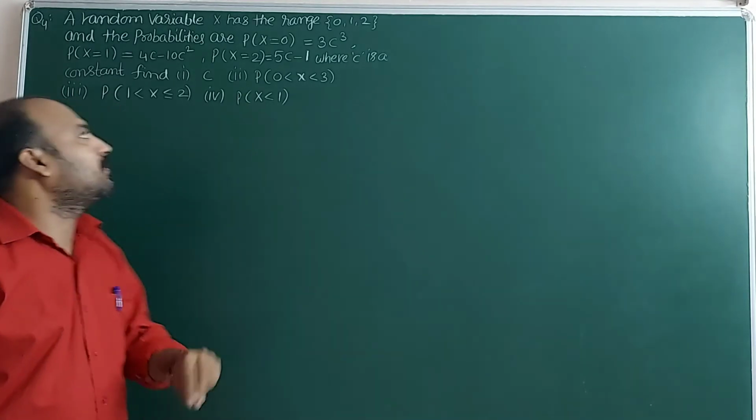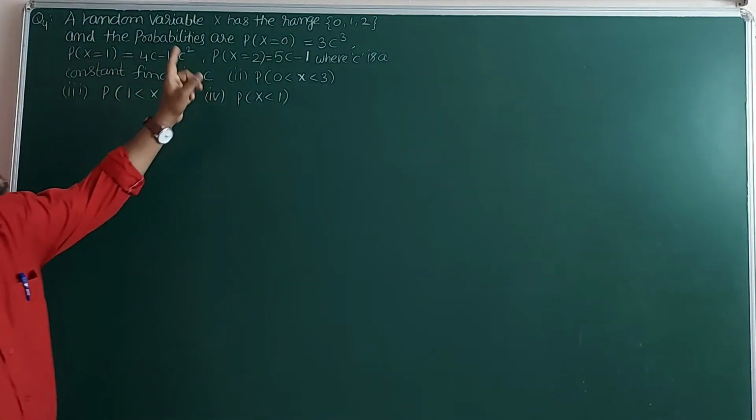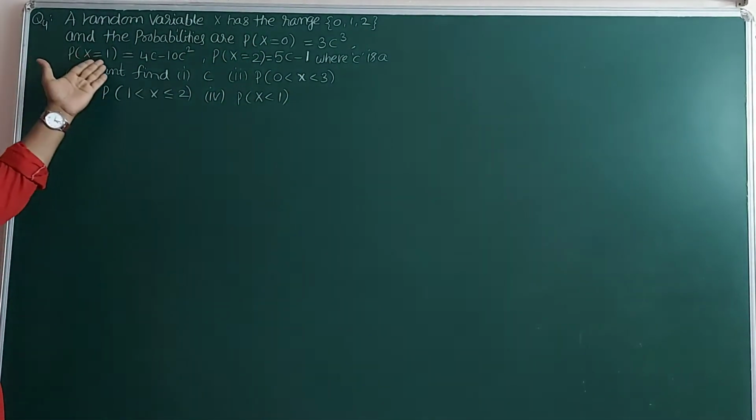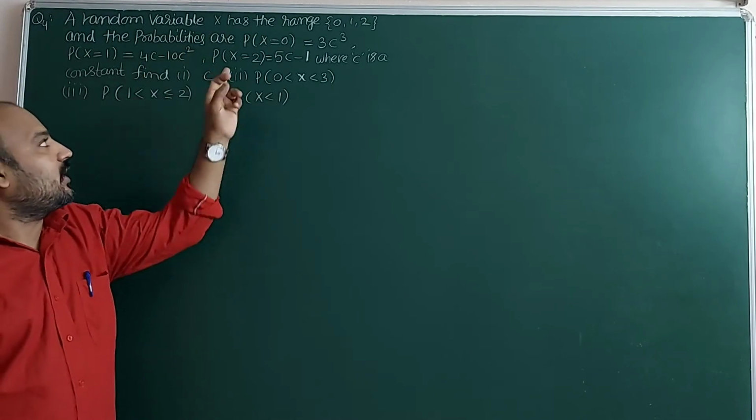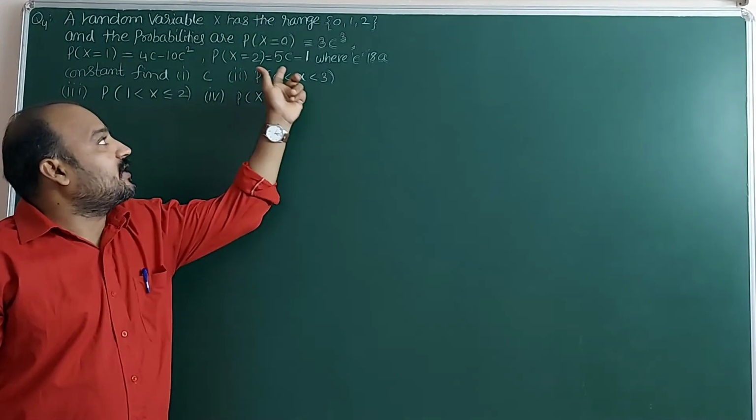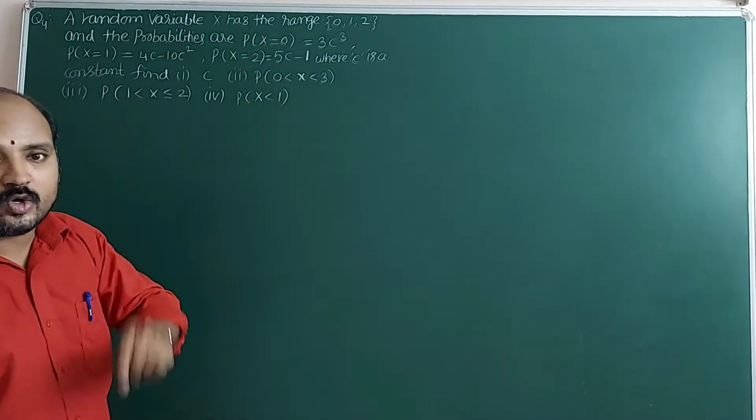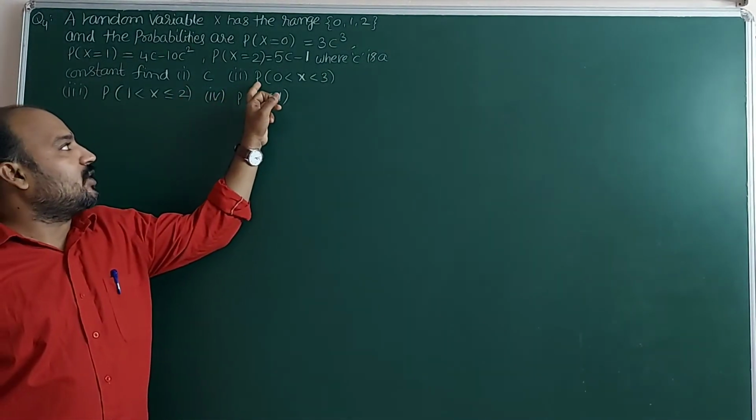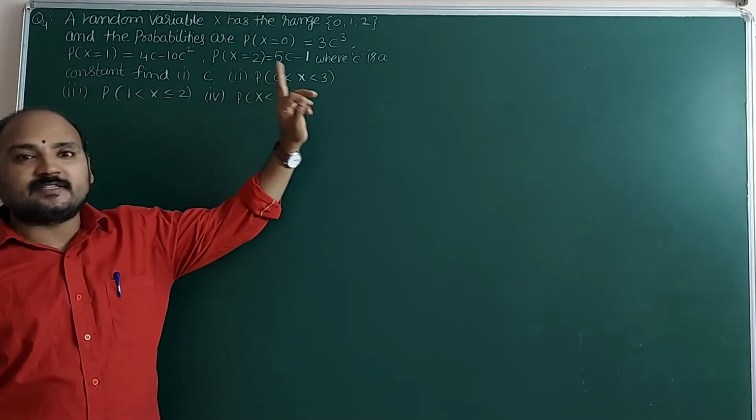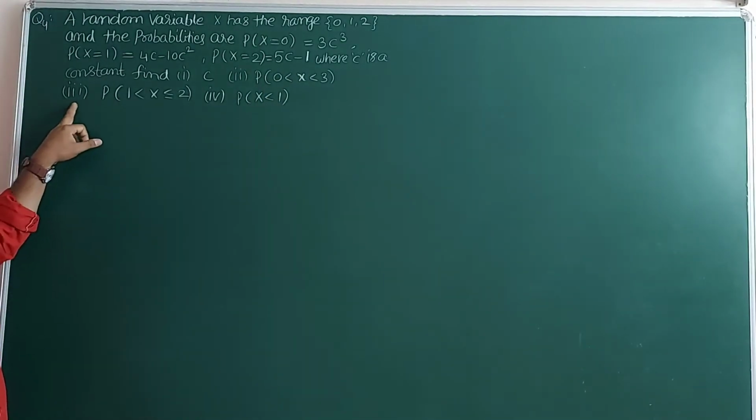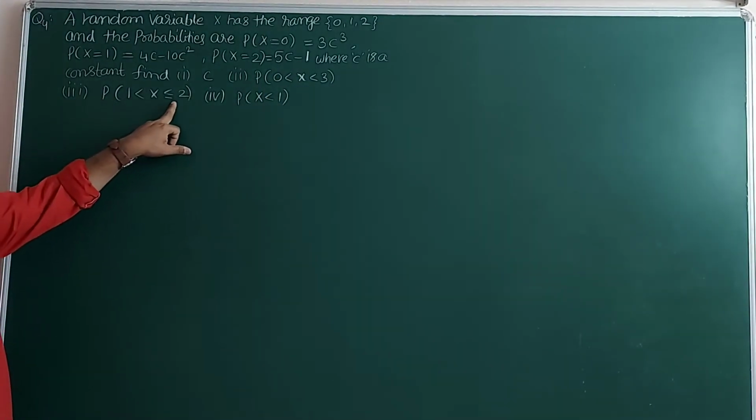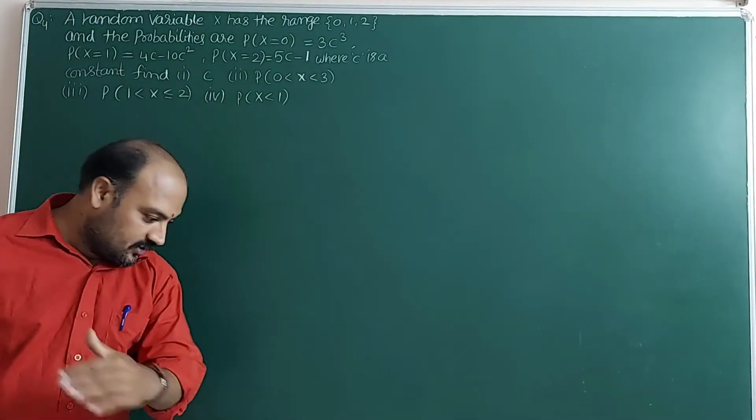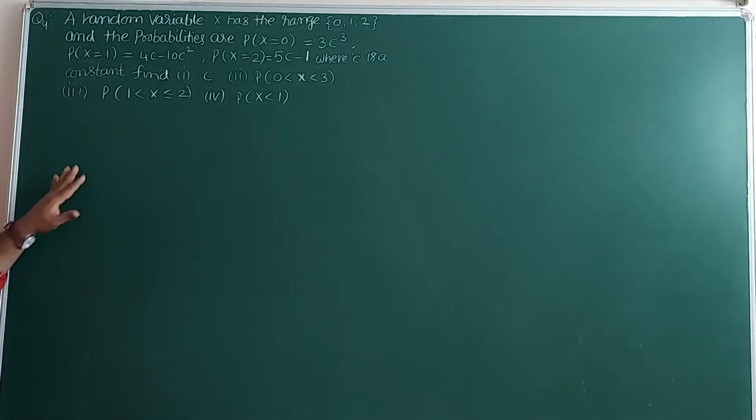3 variables are there. And the probabilities are P of x is equal to 0 is 3c cube. P of x is equal to 1 is 4c minus 10c square. P of x is equal to 2 is 5c minus 1. Where c is a constant. Find c, first question. In the second question, P of 0 is less than x is less than 3. And third one, P of 1 is less than x is less than or equal to 2. And P of x is less than 1. These are the questions in this.